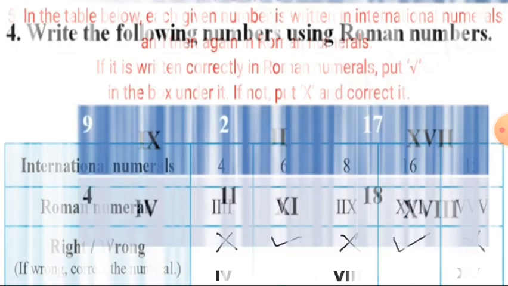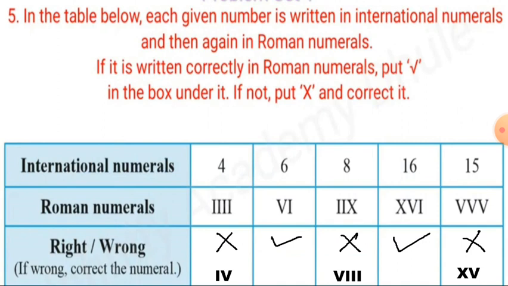The next question is question number 5. In the table below, each given number is written in international numerals and then again in Roman numerals. If it is written correctly in Roman numerals, put the correct sign in the box under it. If not, put X, the wrong sign, and correct it. First international number is written.